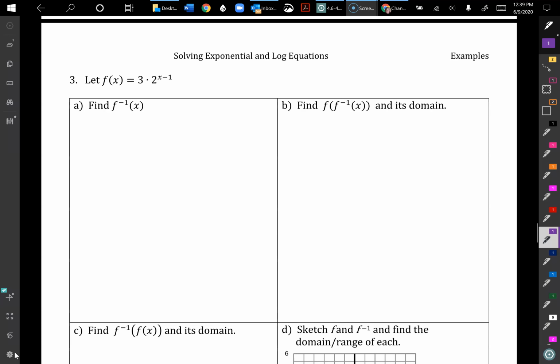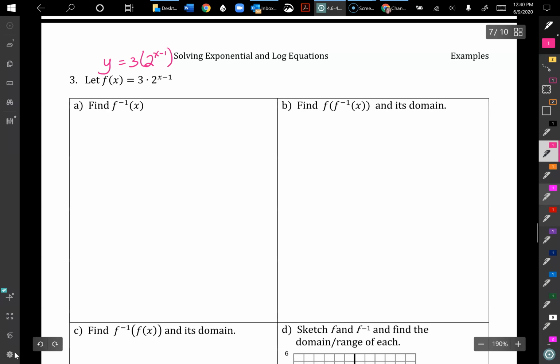So when we have this exponential here, we have f of x equals 3 times 2 to the x minus 1. So the 3 is the coefficient, 2 is the base, x minus 1 is the power there. So we want to write it as y equals 3 times 2 to the x minus 1. I'm just writing that to clarify there.